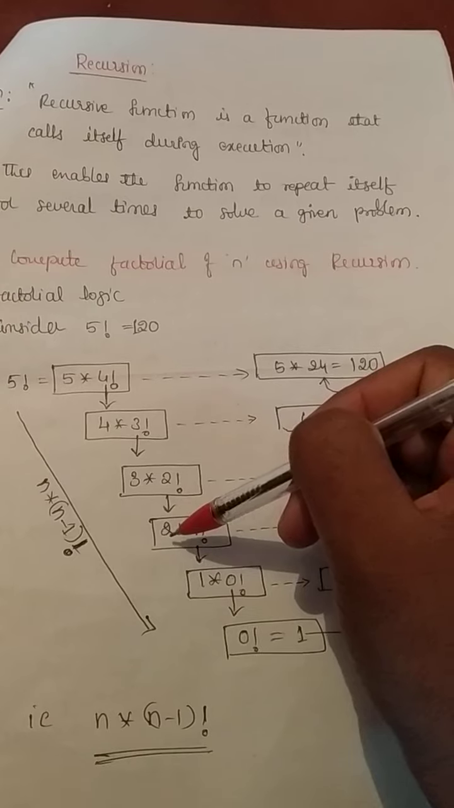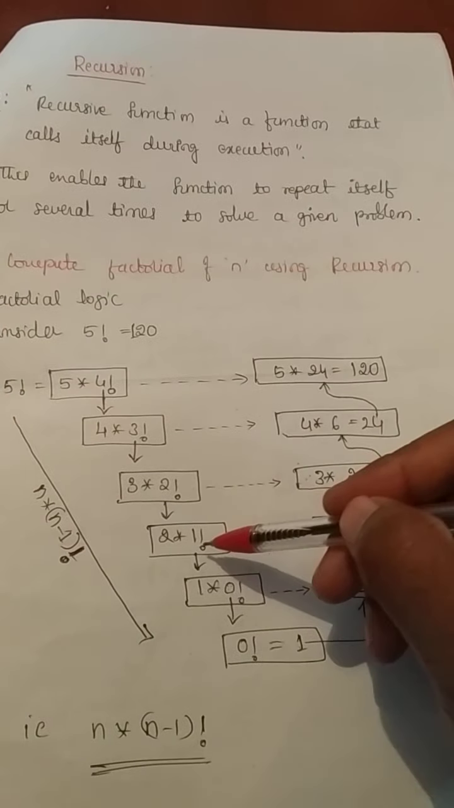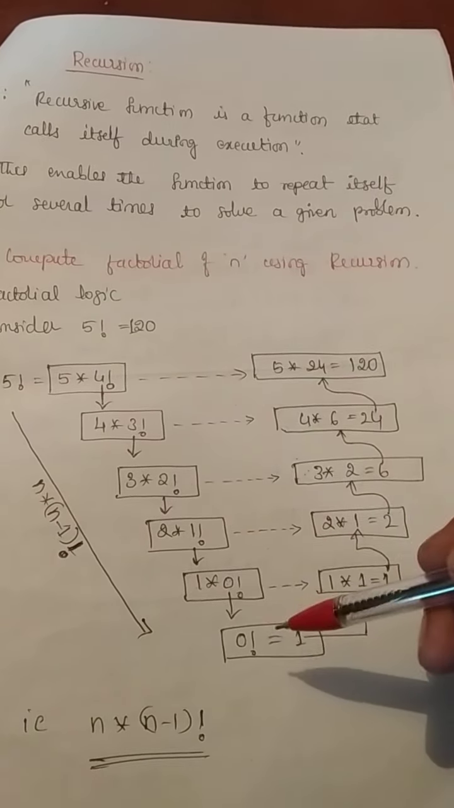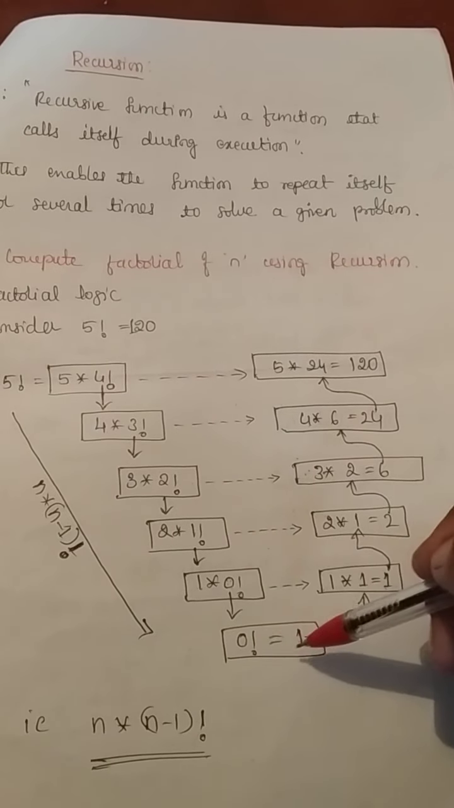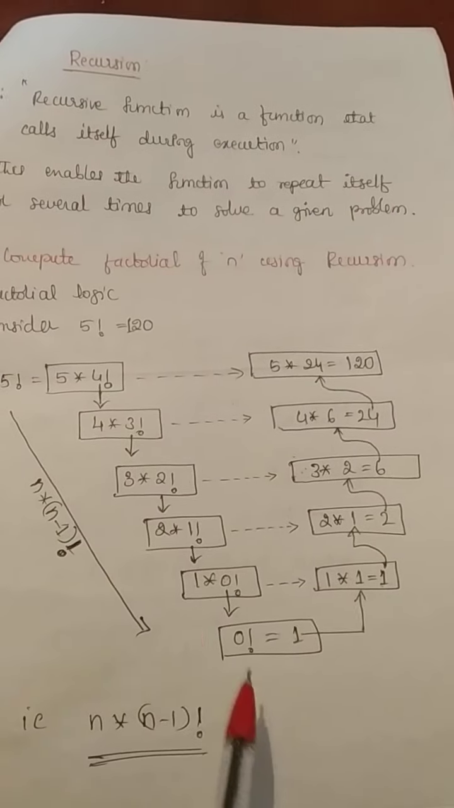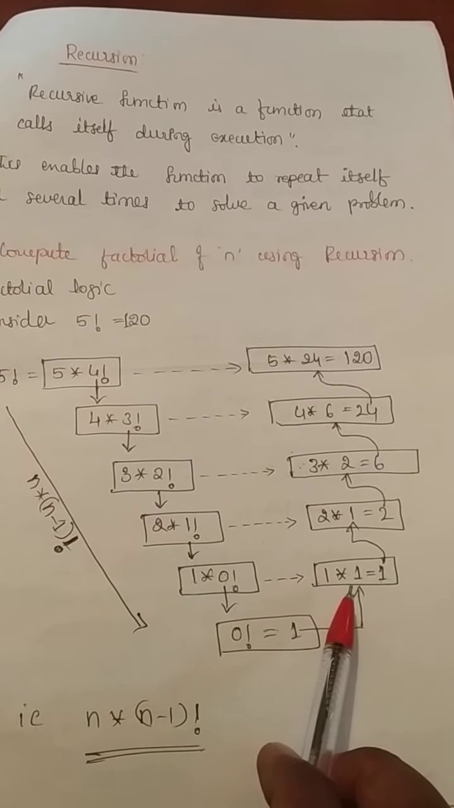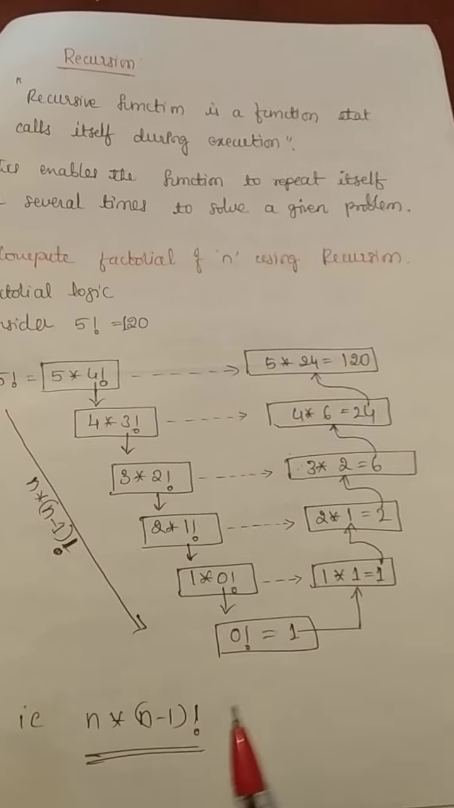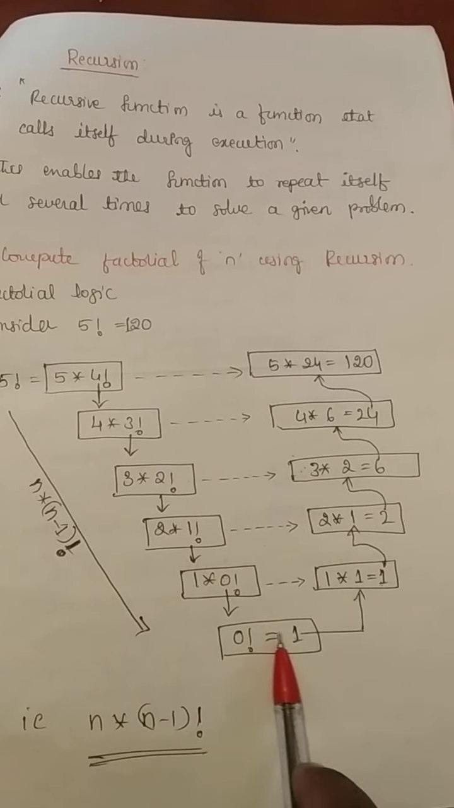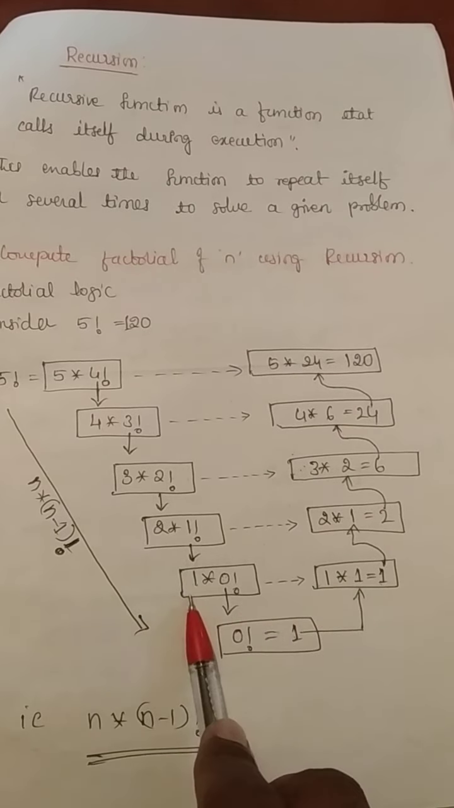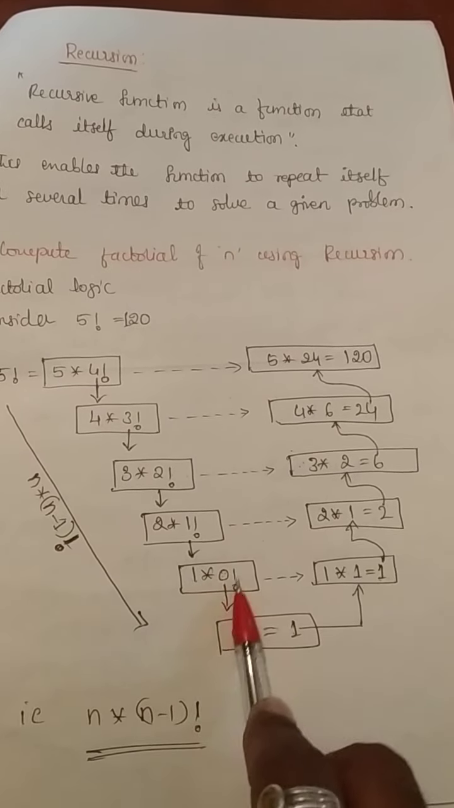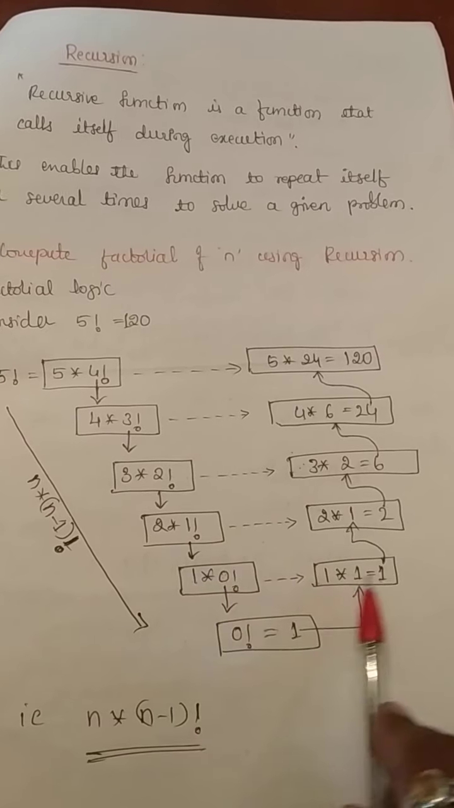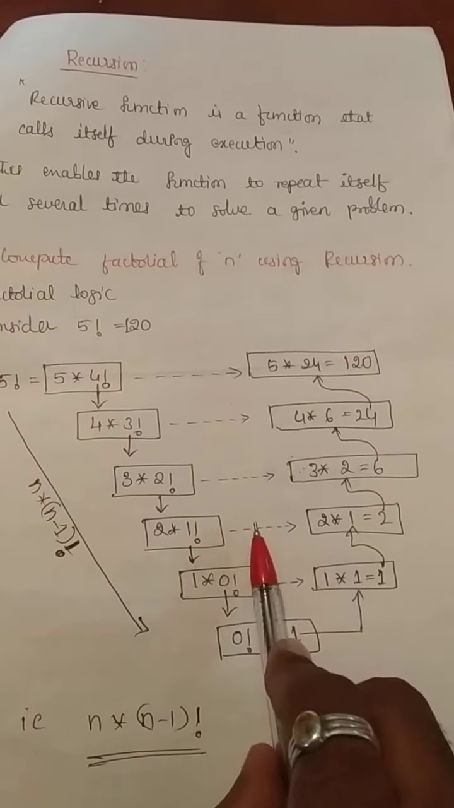Again, 2 factorial will be 2 into 1 factorial. 1 factorial will be 1 into 0 factorial. What is the 0 factorial result? 1. Now you can observe that this statement's result is this one, like that I have written here. 0 factorial result is 1, correct? Now simplify this. 1 into 0 factorial result is 1. 1 into 1, 1.